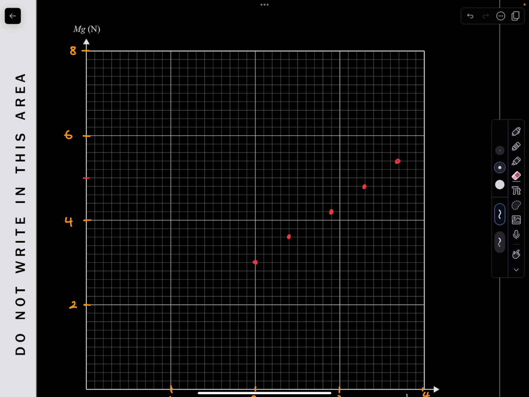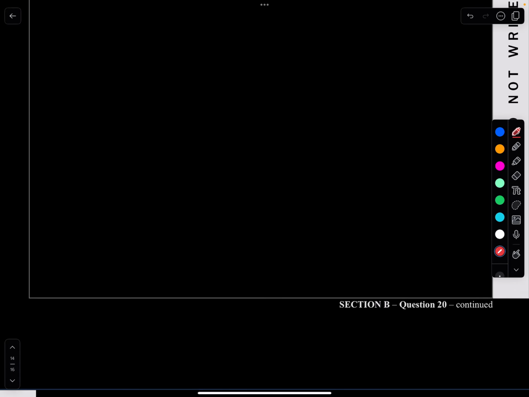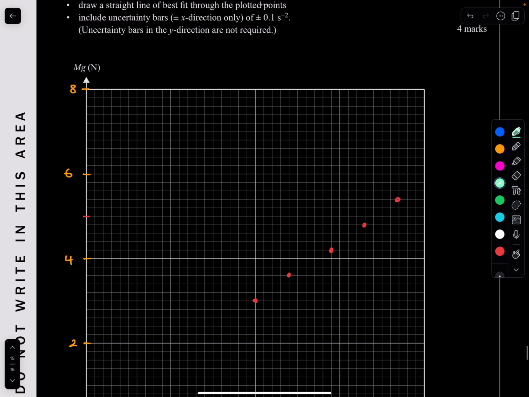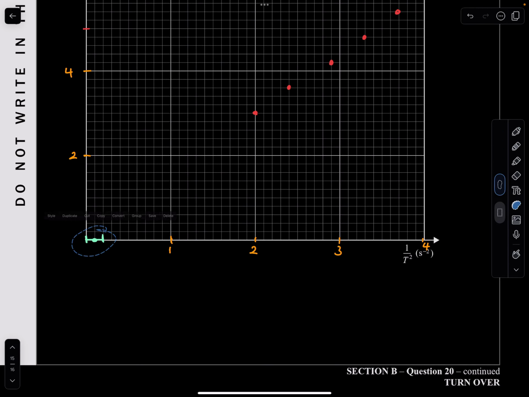We can rub all these out, and now we can draw our uncertainty bars. So our uncertainty is only in the x direction. It's basically 0.1. If I have a point, each goes by 0.01 on either side, so it's going to look like these. This is your uncertainty. I'm going to just duplicate them on my iPad and put them on those points.